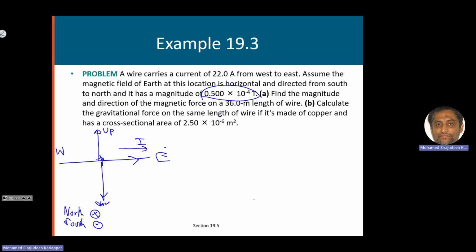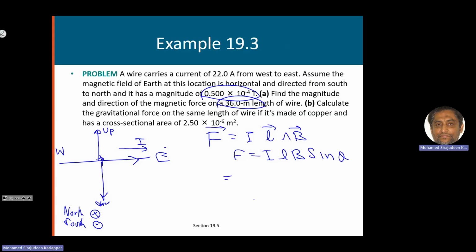A, find the magnitude and direction of the magnetic force on a 36-meter length of a wire. You should immediately remember the equation: F is equal to I L cross B. So that means the magnitude will be I L B sine theta.